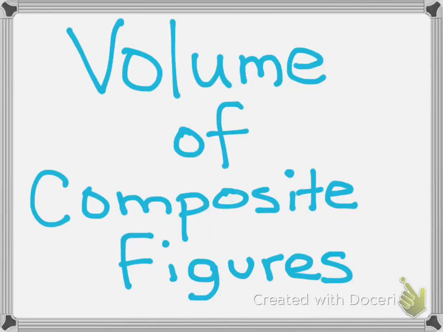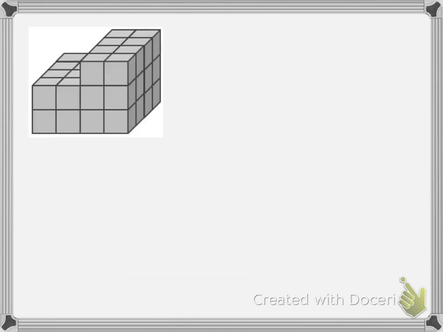Today we're going to be looking at the volume of composite figures. So the first one we're going to look at is using unit cubes to illustrate our point. In using unit cubes, you can evenly see the different parts. So we're going to label those parts.